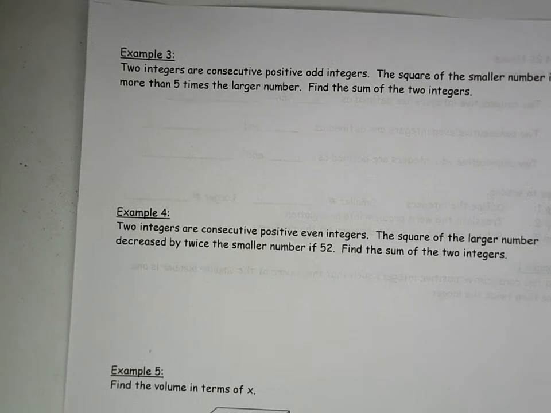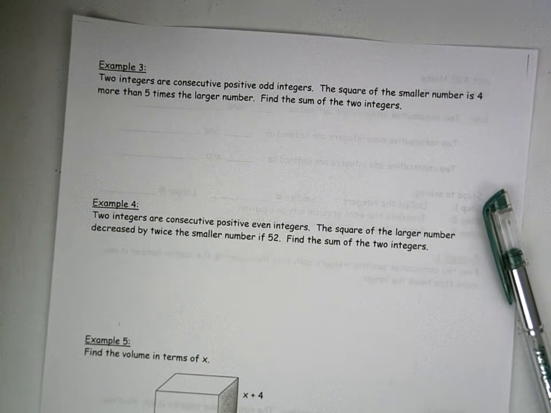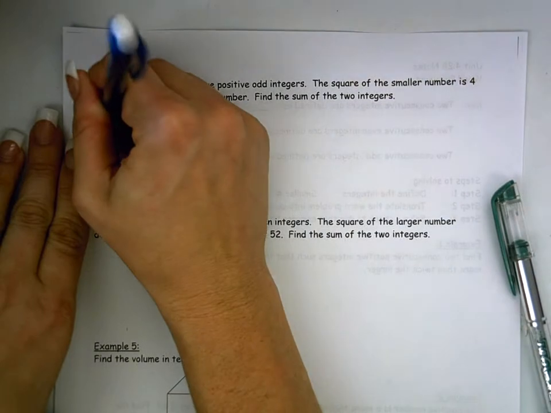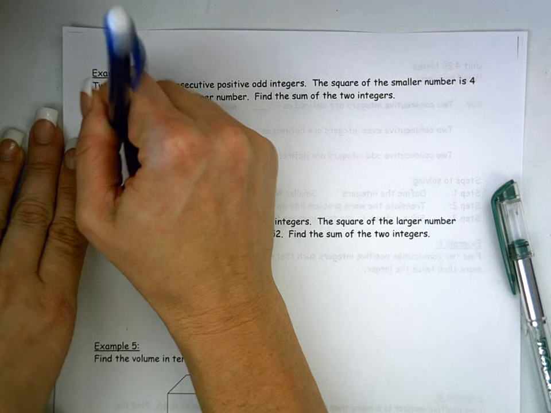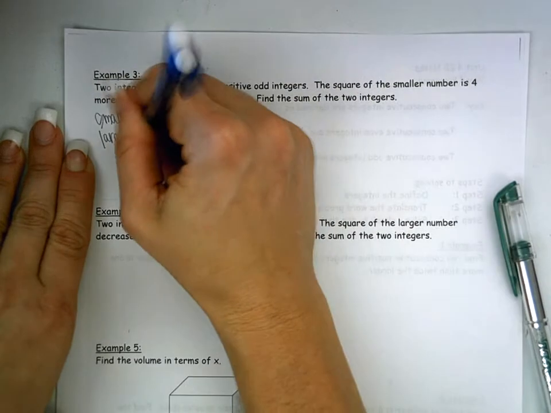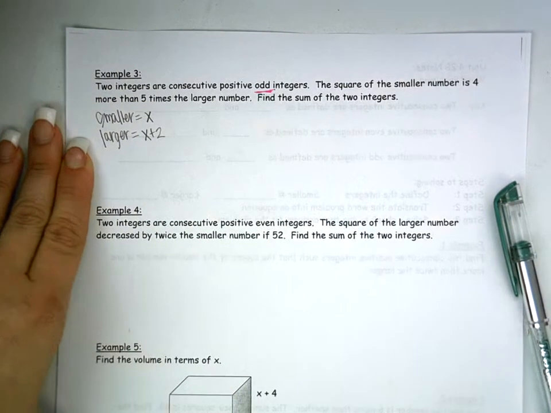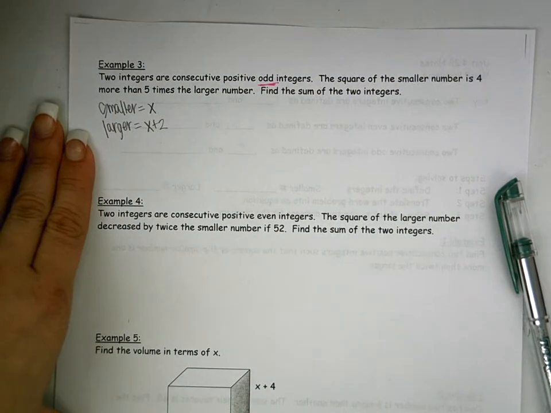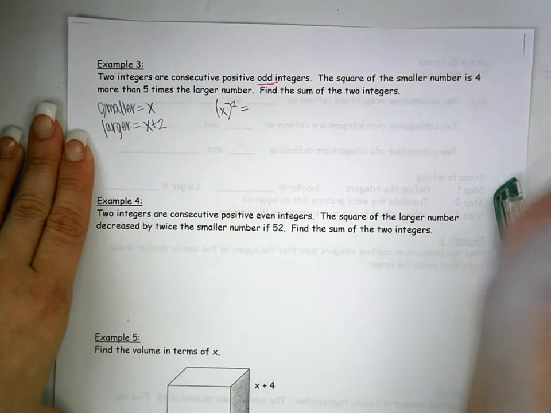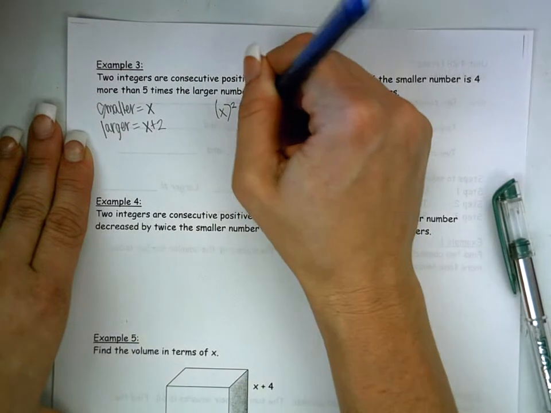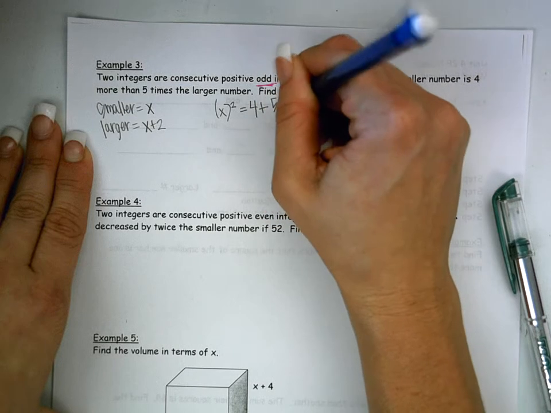Okay, on the back. Says 2 integers are consecutive positive odd integers. So, consecutive positive odd means the smaller one will equal what? X. It says small number. The larger is what? X plus 2. Anytime you have the word even or odd, you're counting by 2s. The square of the smaller, so the smaller one squared, x squared, means equals 4 more than, so that would be 4 plus 5 times the larger. So 5 times the larger is x plus 2.